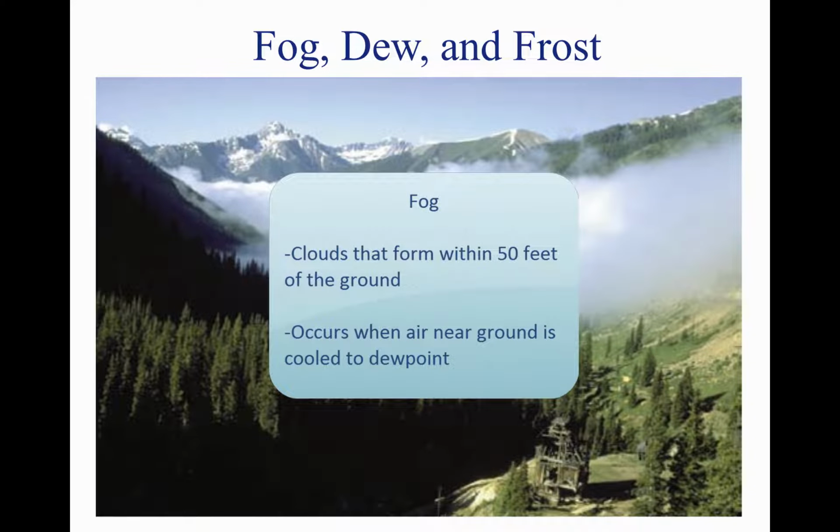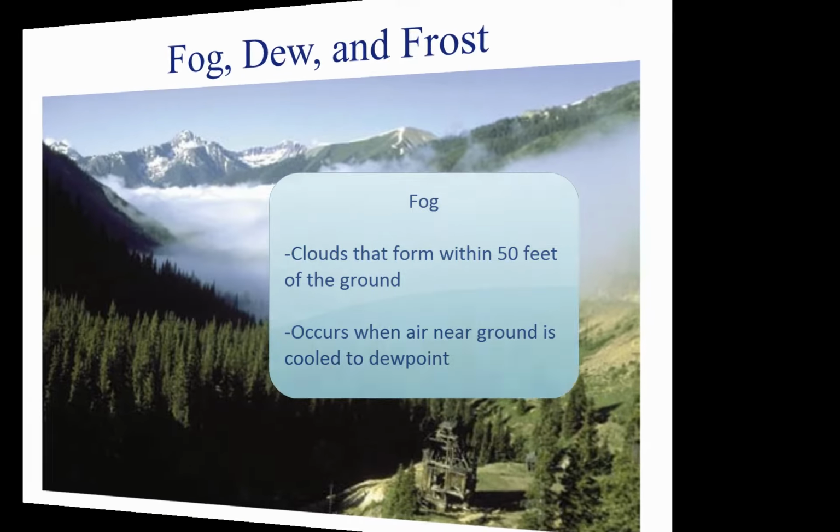Fog is a cloud that begins within 50 feet of the surface. It typically occurs when the temperature of air near the ground is cooled to the air's dew point. At this point, water vapor in the air condenses and becomes visible in the form of fog. Fog is classified according to the manner in which it forms and is dependent upon the current temperature and the amount of water vapor in the air.